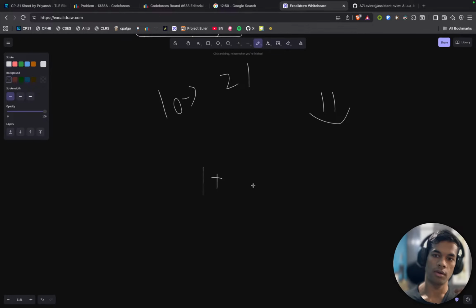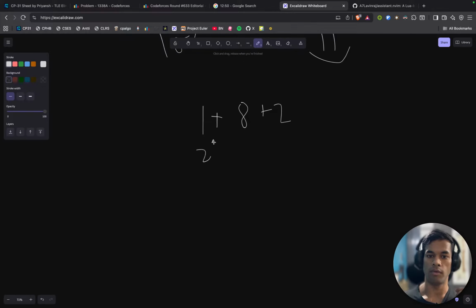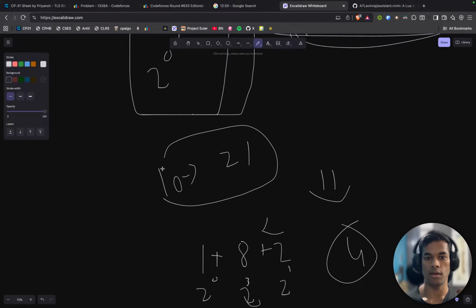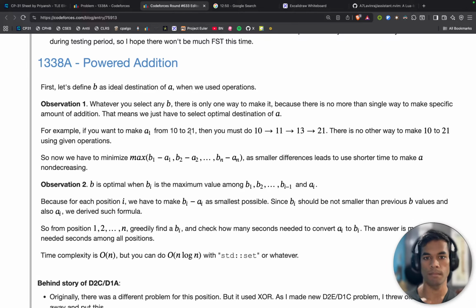And 11 can be added by adding 1 plus 8 plus 2, which is 2 power 0, 2 power 3, and 2 power 1, and we skipped 2 power 2. So the time here would be 4 seconds. It would take us 4 seconds to make 10 equal to 21. Yes, we added 1, then we added 2, and then we added 8. There is no other way to make 10 to 21 using the given operations.